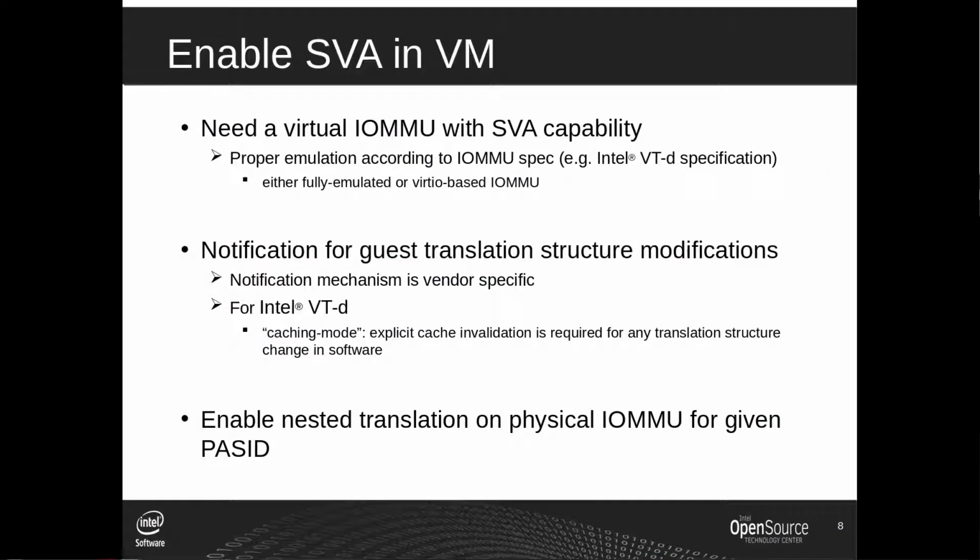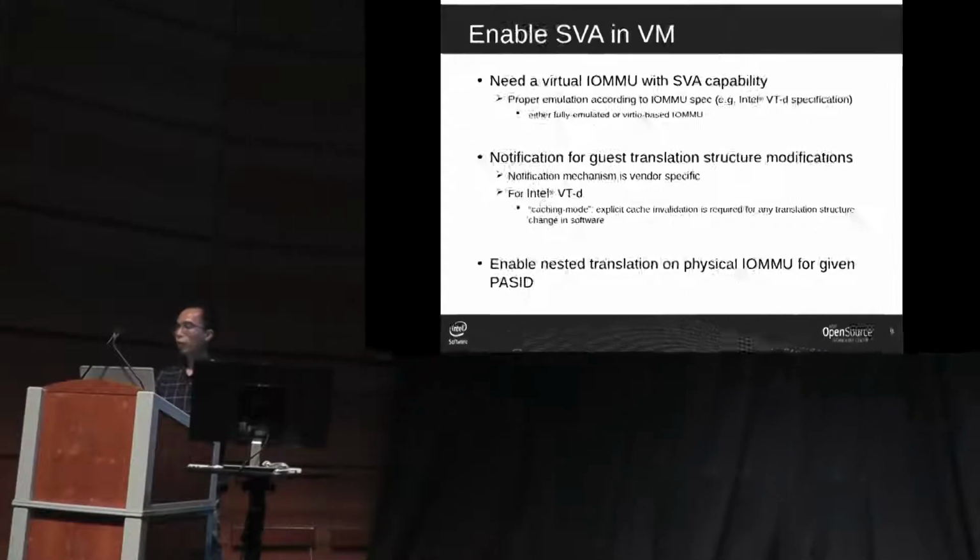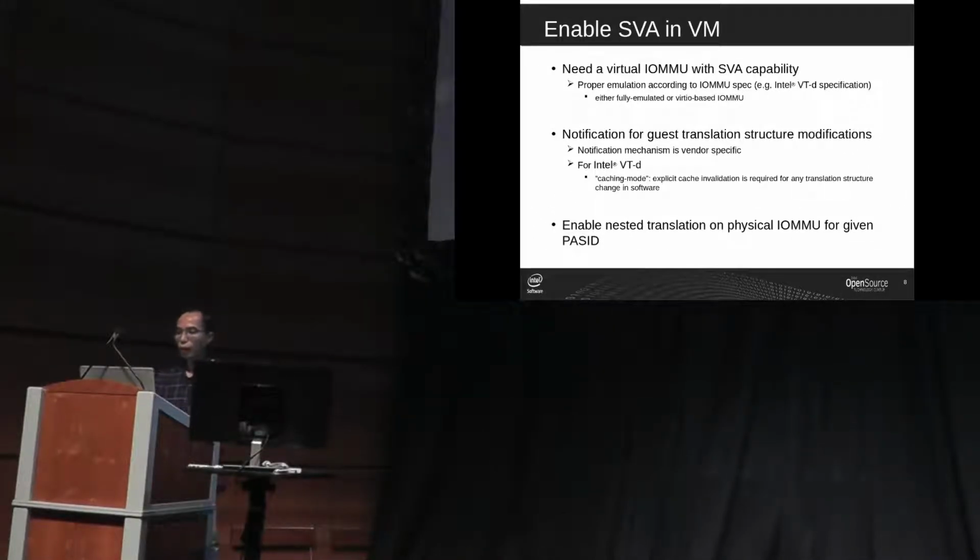To enable SVA in a VM, first we need to have a virtual IOMMU with SVA capability. This should be a proper emulation according to the vendor's specific IOMMU specifications, and it has no specific requirement for the implementation. You can use either a fully emulated or a VirtIO-based IOMMU.